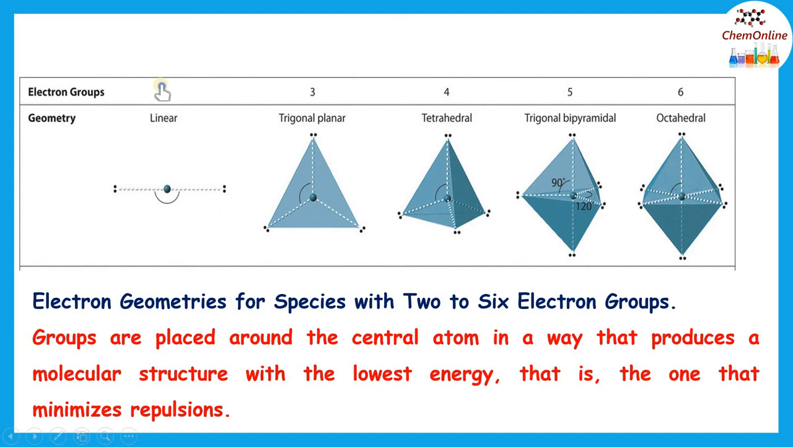If there are 2 electron pairs, then the structure will be linear. If it is 3, then the preferred molecular geometry will be trigonal planar. And if there are 4 electron pairs, then the preferred geometry or the most stable structure will be tetrahedral. If it is 5, then it will be trigonal bipyramidal. And if it is 6, then the preferred geometry will be octahedral.